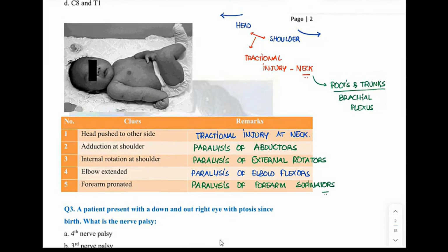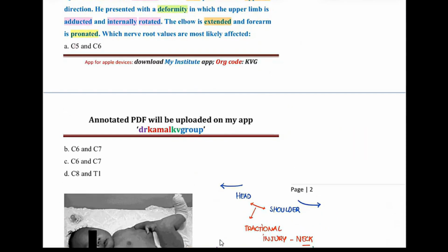So this is a classical case of Erb's palsy, and this is because of injury to the upper trunk. And upper trunk, it is formed because of union of C5 and C6. So this is the classical description of Erb's palsy, and this is because of injury to the nerve roots C5 and C6, which joins to form the upper trunk.